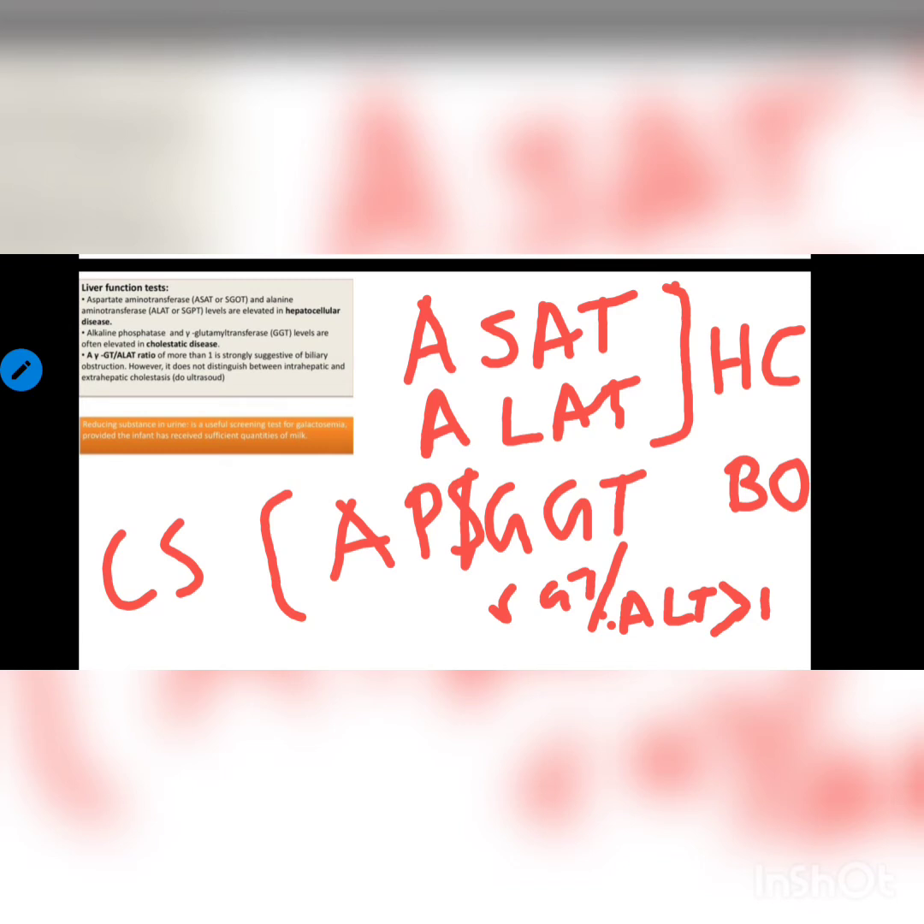Okay. So reducing substances in urine is a useful screening test for galactosemia, provided the infant has received sufficient quantities of milk.